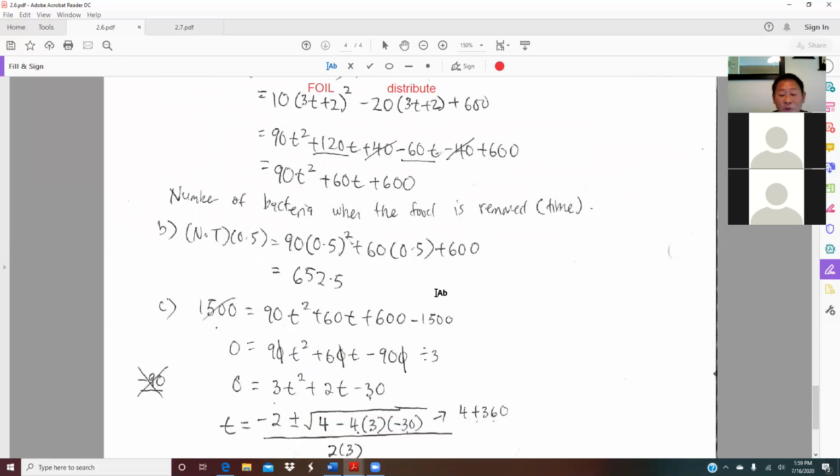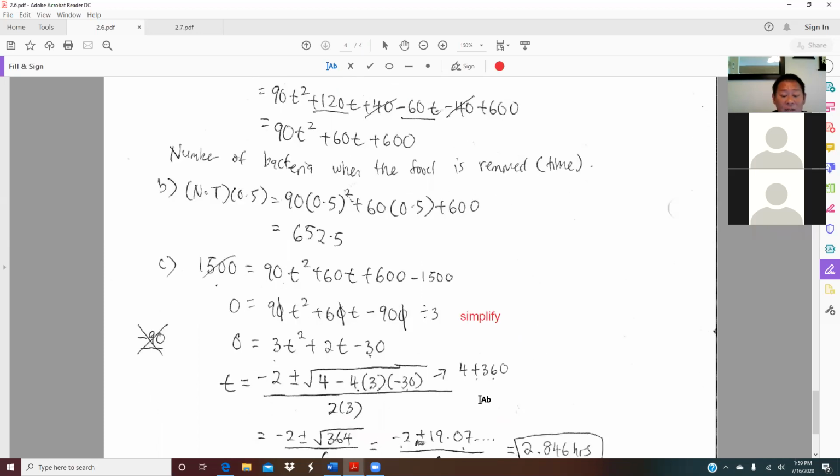So I need to subtract it to become 0. So 600 take away 1500 is negative 900. And then I'm going to cancel one of the zeros and divide by 3. I'm going to simplify this before I use my quadratic. So I get 3t² + 2t − 30. And then I use the quadratic formula here to figure out my t here.